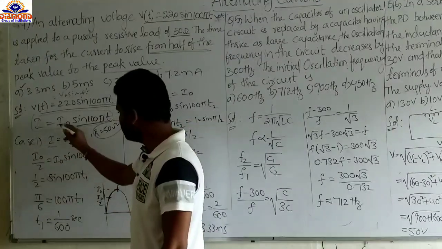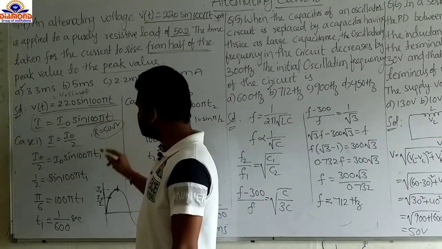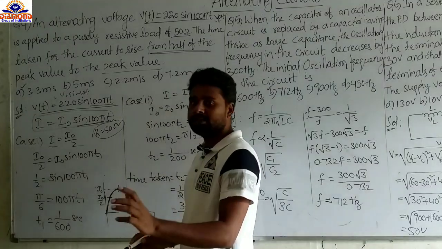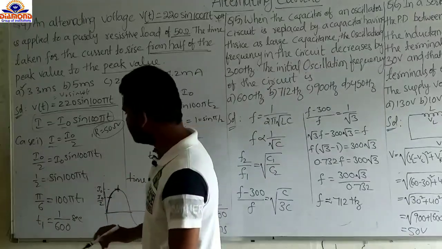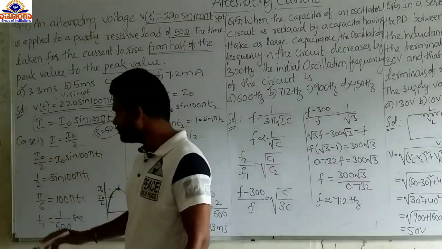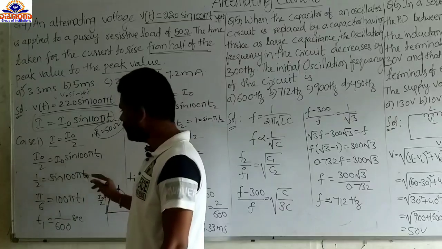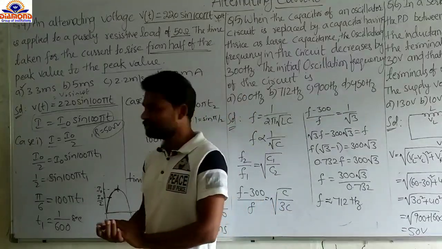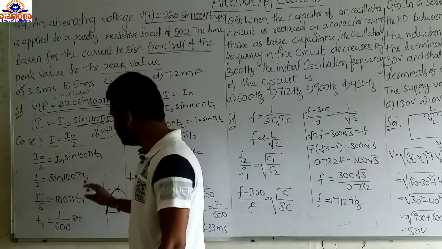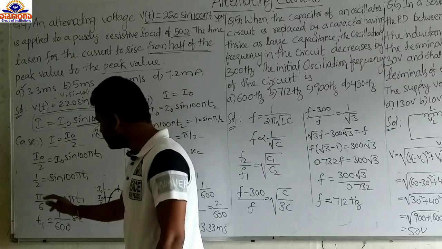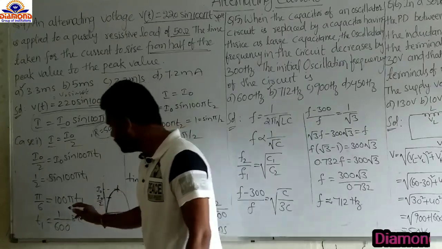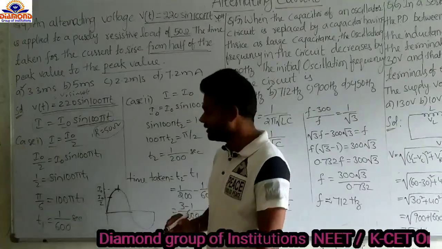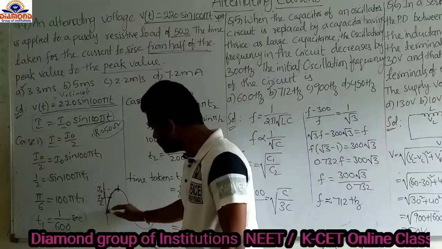So I naught by 2 equals I naught sin 100πt1. That means whenever the current rises from the initial to I naught by 2, it takes time t1. This t1 we have to find. I naught cancels on both sides and we get 1 by 2 equals sin 100πt1. Sine is 1 by 2 at 30 degrees, which is π by 6. Now π by 6 equals 100πt1. π cancels, 100 goes to that side, and t1 equals 1 by 600 seconds.